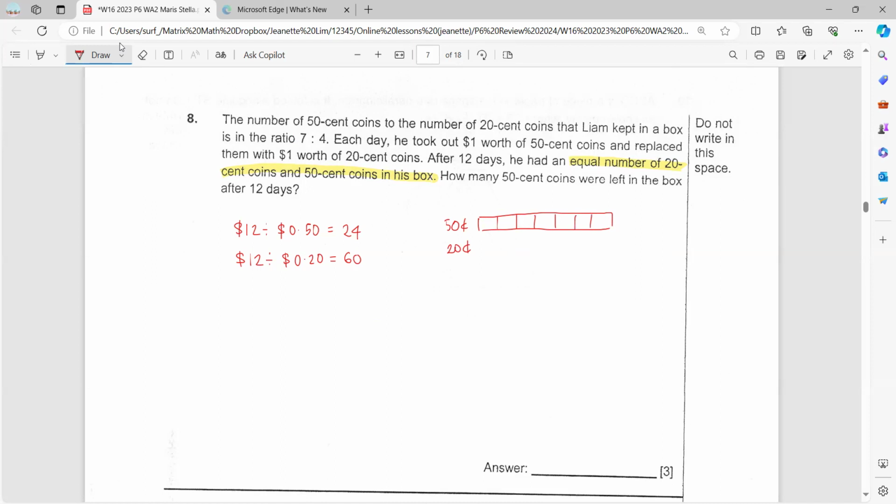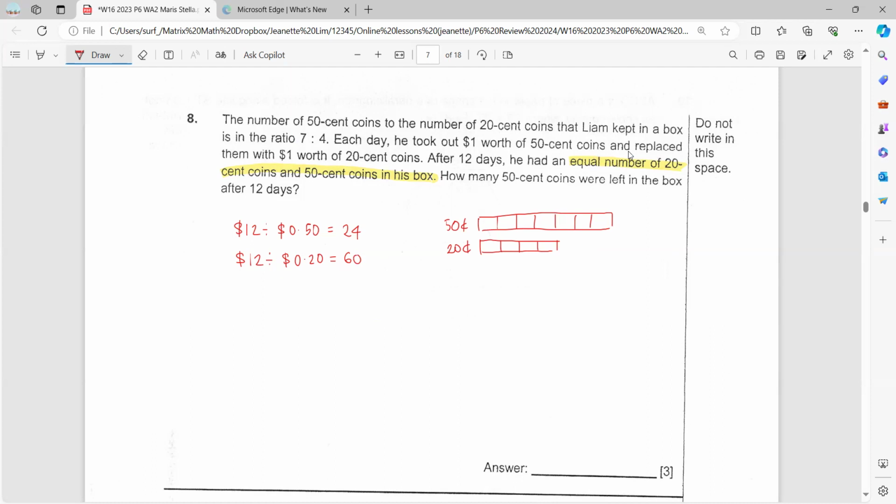Now 7 units and 4 units. This is at first. We are taking out 24 50-cent coins, so we're going to remove 24 from the top model, and we have to add back 60 20-cent coins. So we're going to add 60 to the bottom, and in the end, they're going to have an equal number.